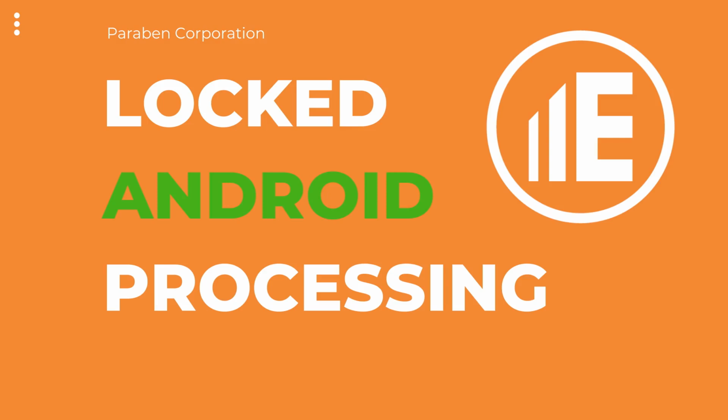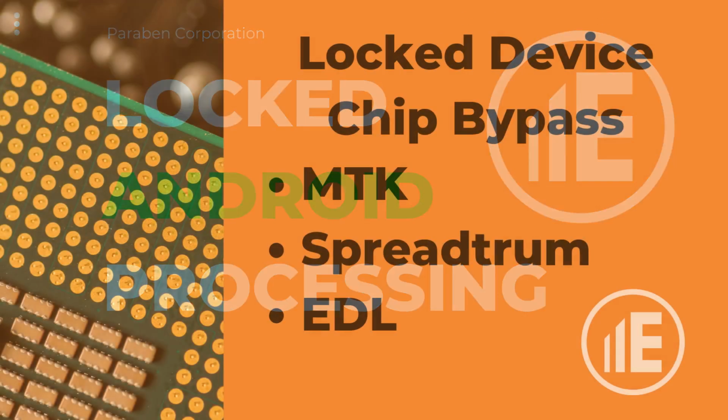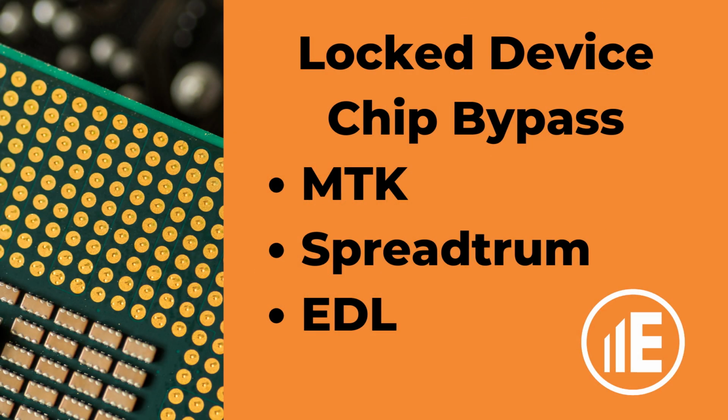Welcome to Processing Locked Android Devices, through Bypass, Routing, and Analysis. We will start with bypassing a locked device. There are multiple methods. The most common method is the chip bypass option. Currently, there are three primary chips that can be bypassed. They are MediaTek, Spreadtrum, and EDL Qualcomm.